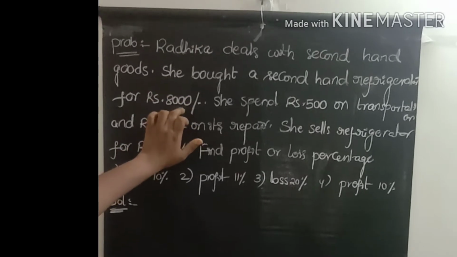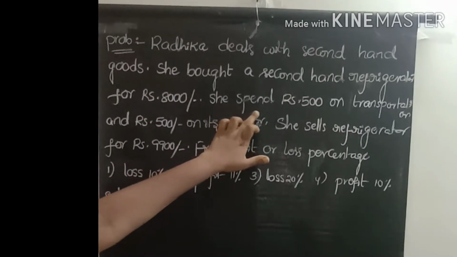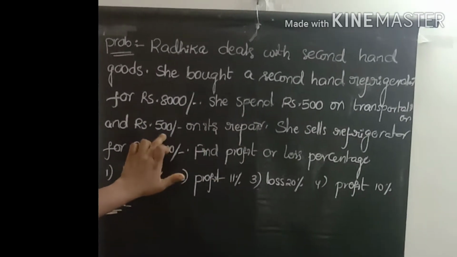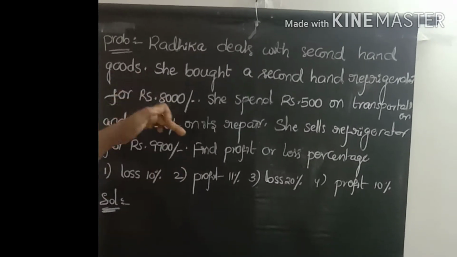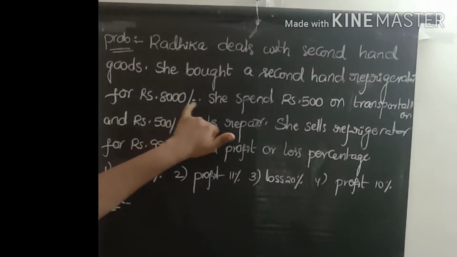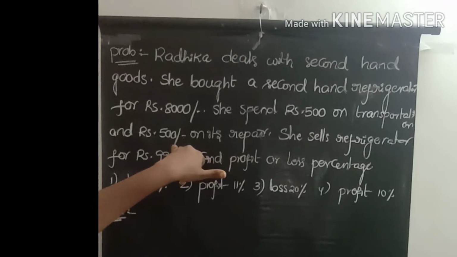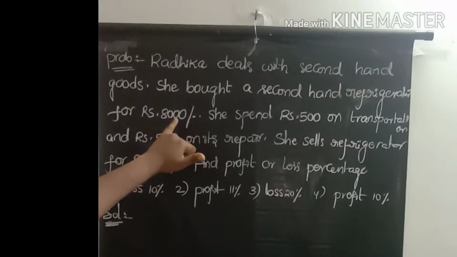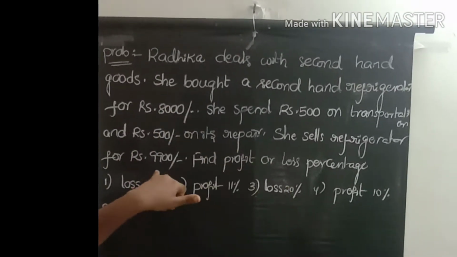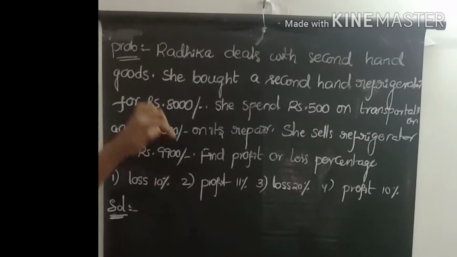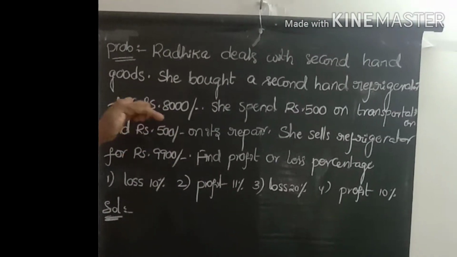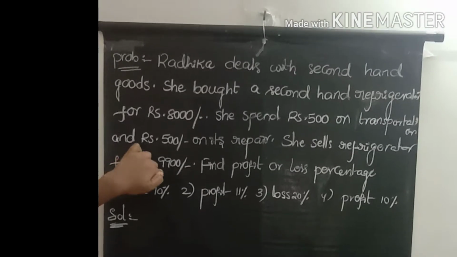So she bought a second-hand refrigerator for 8,000, and transportation cost is equal to 500 and repair cost is equal to 500. So total cost price is equal to 8,000 plus 500 plus 500, which is equal to 9,000. She sells the refrigerator for 9,900. So cost price is equal to 9,000 and selling price is equal to 9,900.